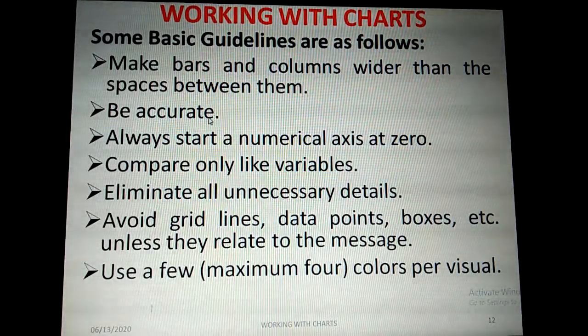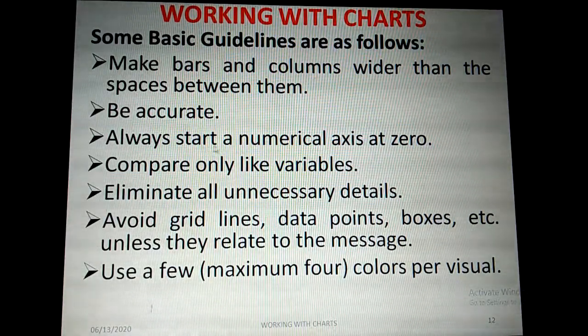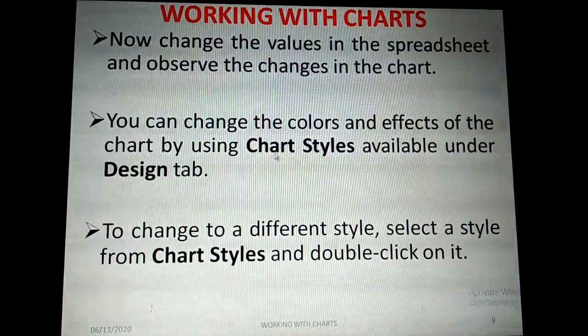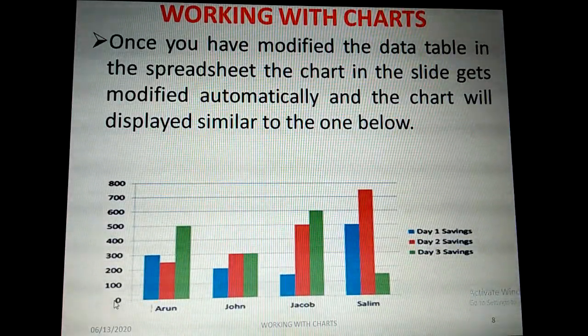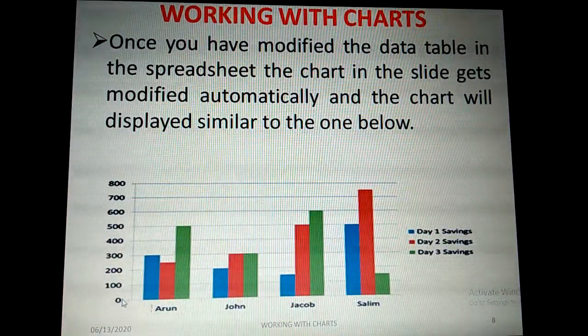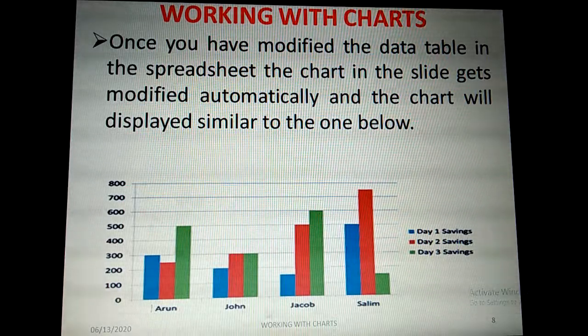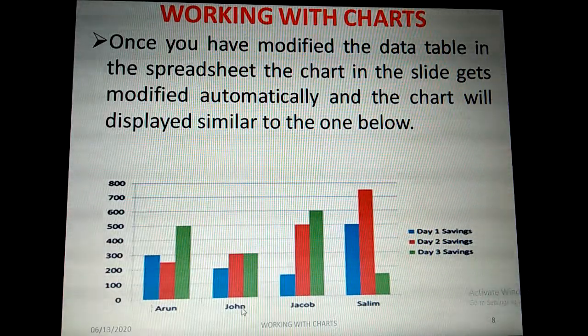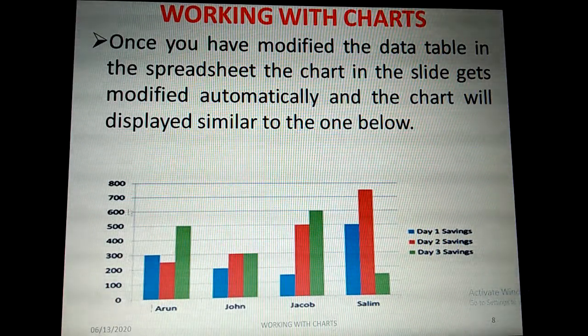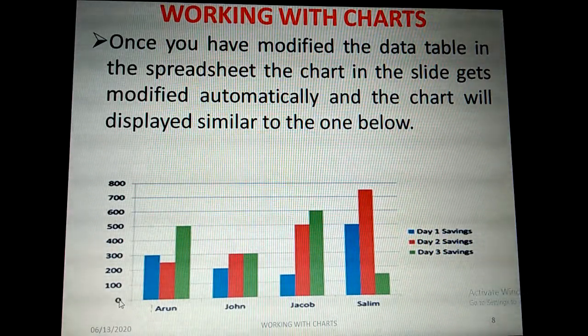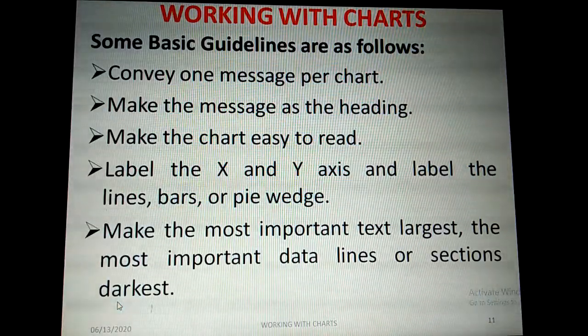Be accurate. Only accurate data should be given. Always start a numerical axis at 0. The axis needs to start with 0 only. This is not a numerical axis; these are text values placed on the x-axis. On the y-axis we have the numerical values. So whenever you have a numerical axis, always start it with 0.